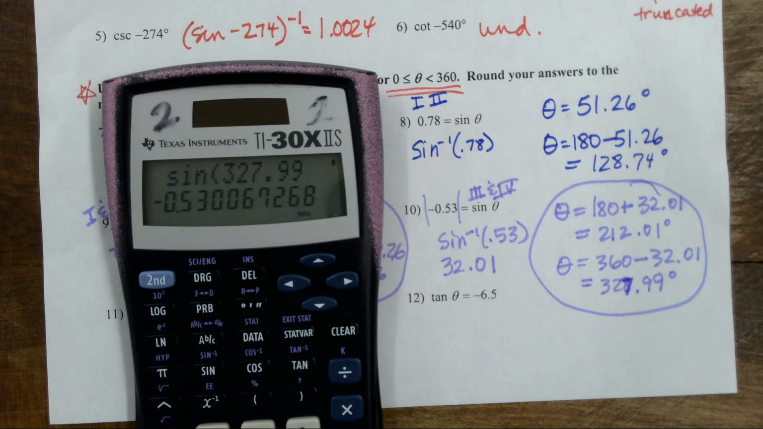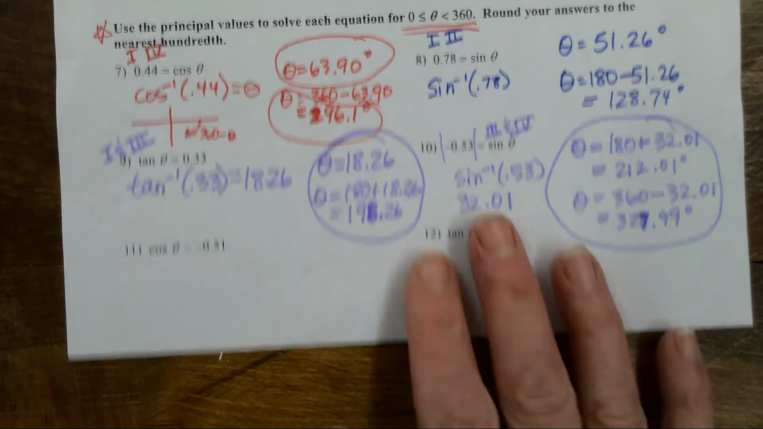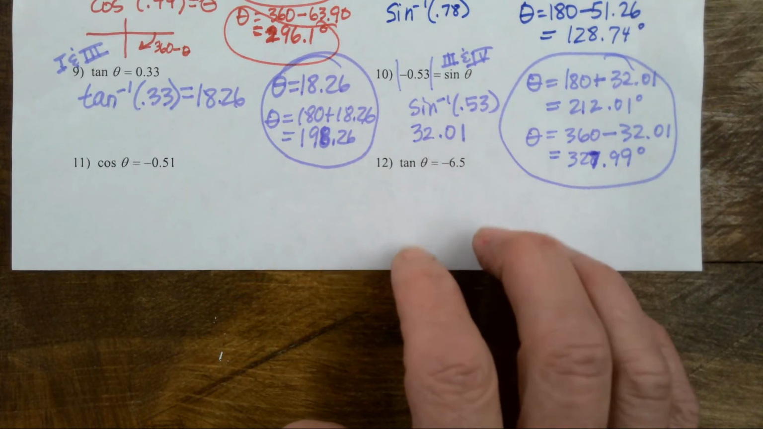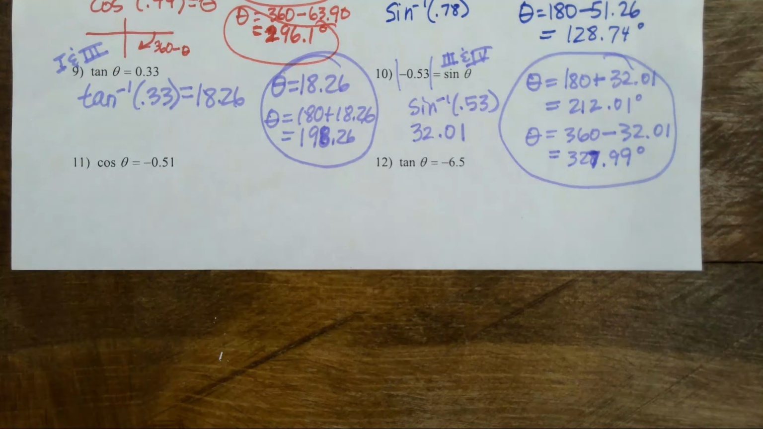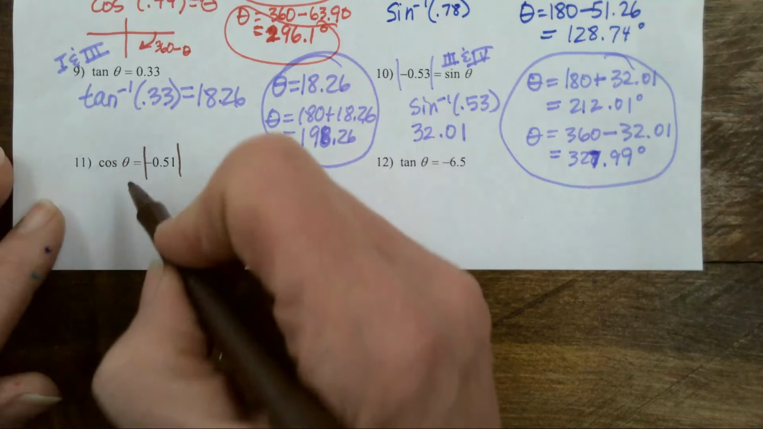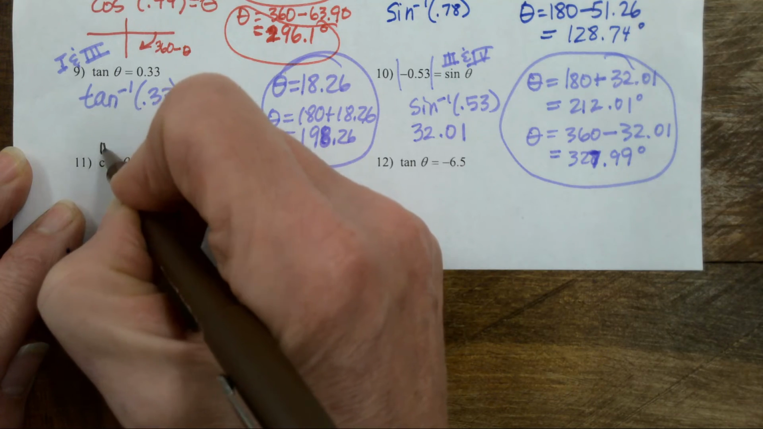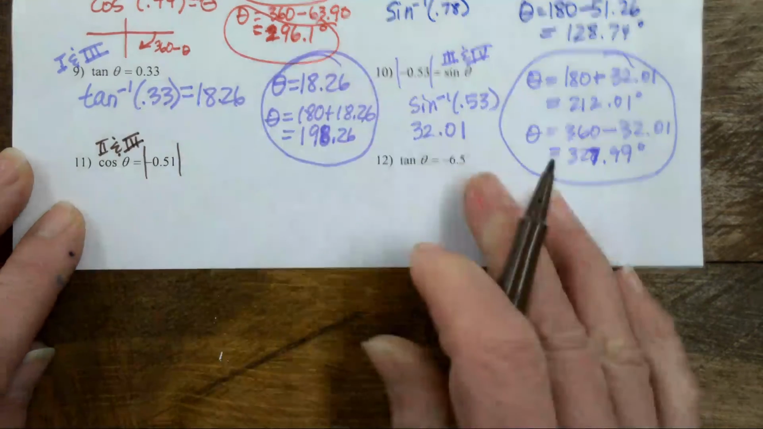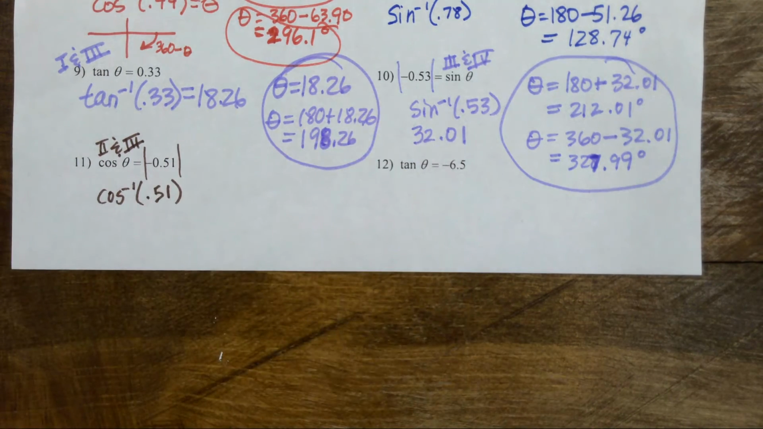Yes. Can you do that with like every problem and check it? Yes, absolutely. Yes, you can. Okay? All right. So again, the negatives are tricky because they're not going to give us the nice answer. So my suggestion is take the absolute value of that when you solve, but know where your answer needs to be. So when is the cosine negative? Second and third. So I'm going to do the cosine inverse of 0.51. I make it positive so that I get a nice first quadrant answer.